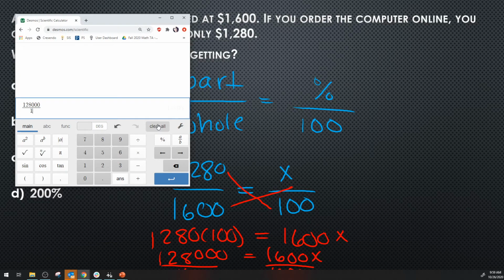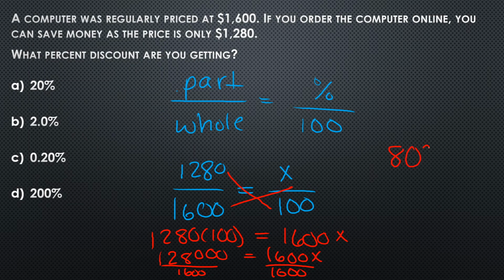128,000 divided by 1,600, which tells us that I am paying 80% of the price of the original. So I'm paying 80% of the original price, which means that it is 20% off, because that 20% is what is missing, so that's the discount I am getting here. So this one's a little bit backwards. You have to think about it. If I'm only paying 80% of the full price, that means that it is 20% off, because that is the amount of percentage that I'm not paying.